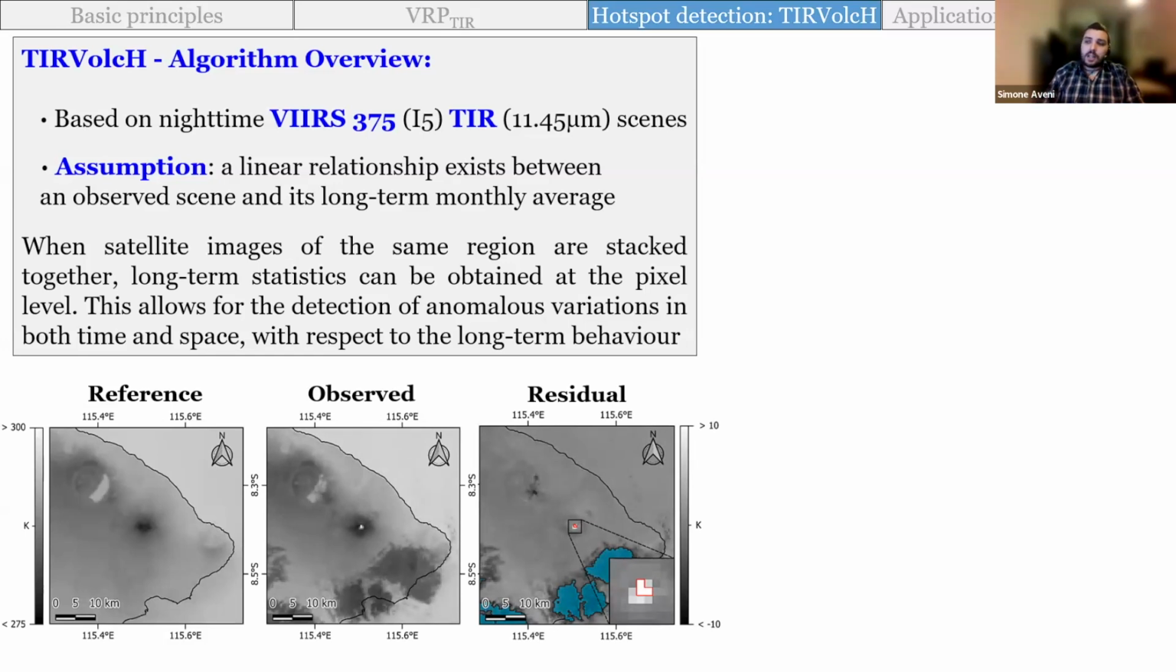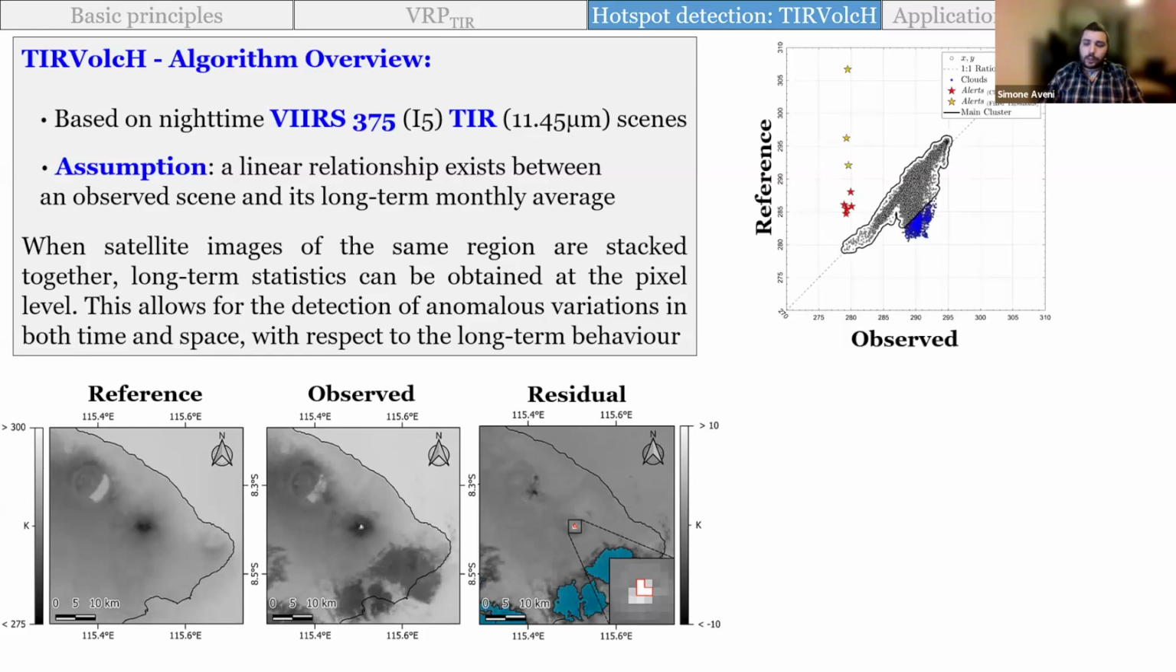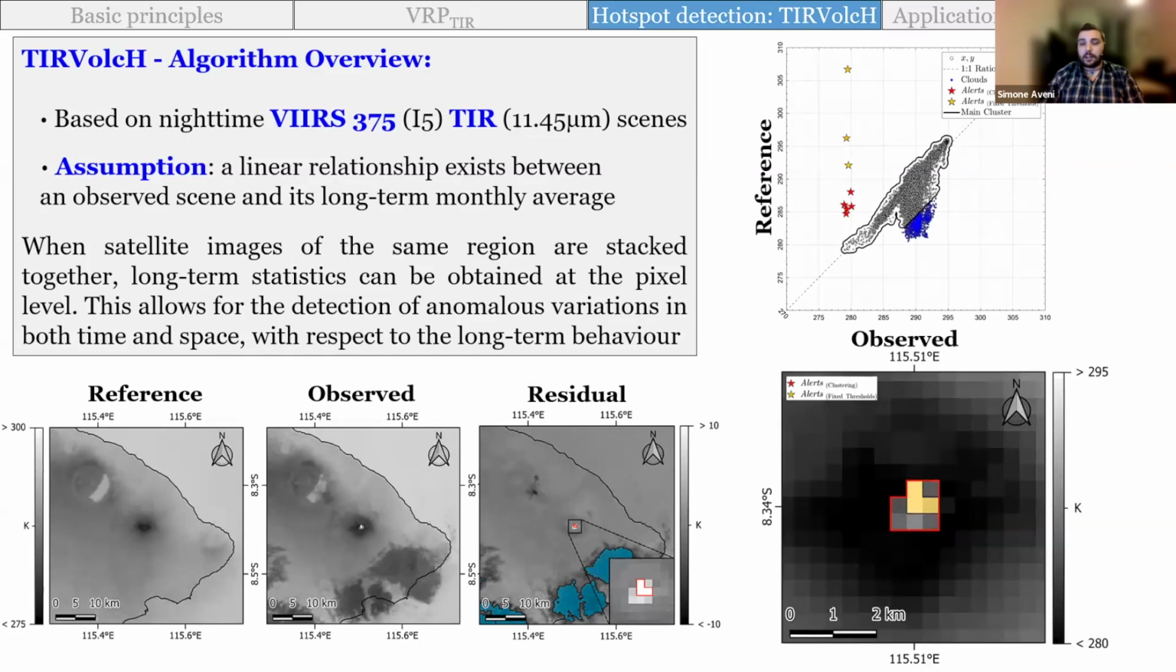anomalous area. So to overcome these limitations, we vectorize both the reference and the observed scene, and based on the assumption of this linear relationship, what we expect is to find these data points or pixels lying around the 1:1 ratio. Anything falling below this is, in general, clouds, as the blue shapes and patches that you can see in the residual image. Whilst anything that is an outlier in the upper part of our scatter plot is indeed thermally anomalous. This is how we can detect subtle thermal anomalies.